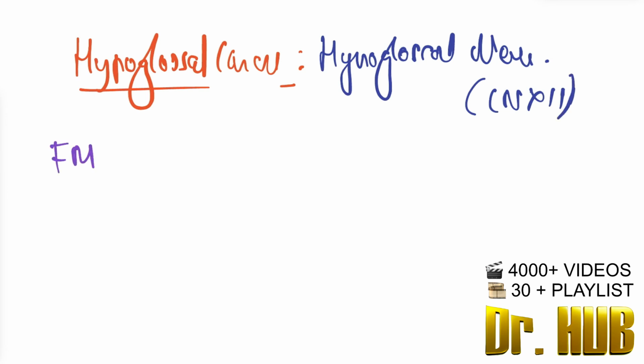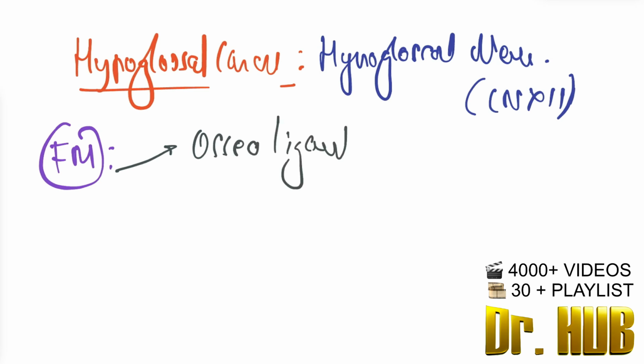Well, lastly, we look at the foramen magnum, the main foramen. In the foramen magnum, we have the osseo ligamentous compartment, that is the anterior compartment. So let's write it down: osseo ligamentous is nothing but the anterior compartment.